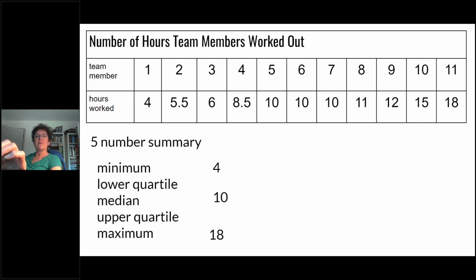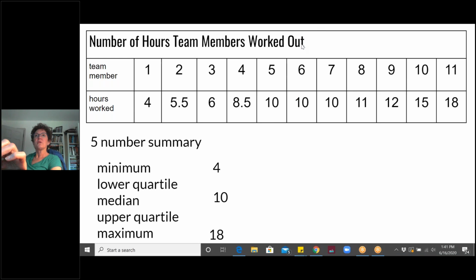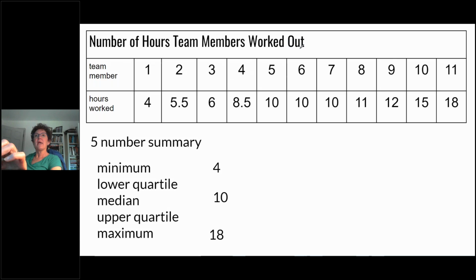So that becomes my median. Now I want to find the lower quartile. And remember that I find my lower quartile by looking at the lower half of the data. So that's where I'm going to go to find my median. I've got 1, 2, 3, 4, 5 numbers. So the one in the middle is my lower quartile. So 6 should be my lower quartile. Let's see.